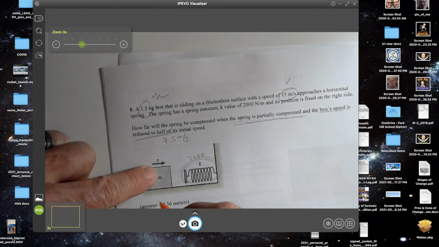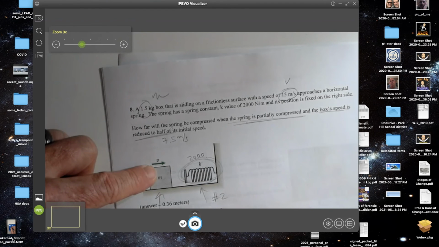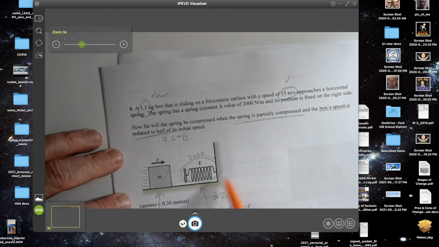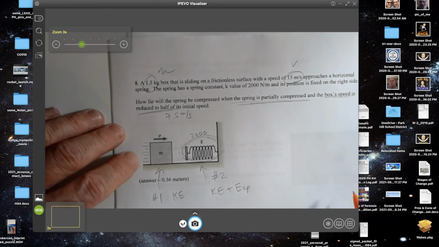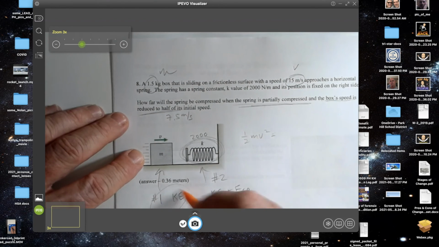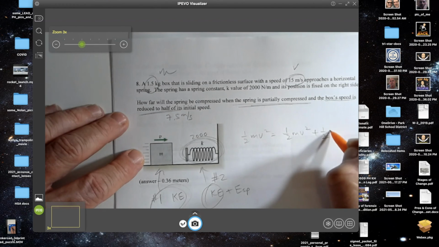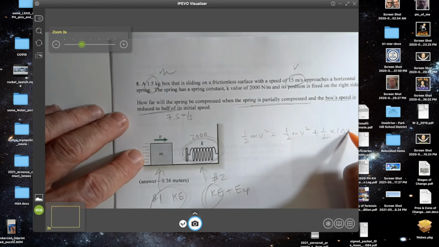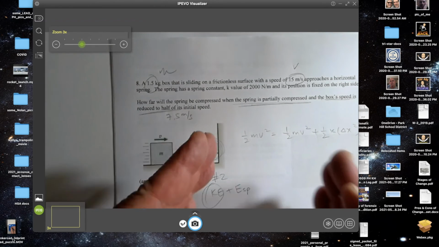So initially, at position 1, all we have is kinetic energy. And then at position 2, we're going to have kinetic energy and then some spring energy. Notice we have no change of altitude here, so we don't have any gravitational potential energy. So we could say 1/2 mv squared equals 1/2 mv squared plus 1/2 k times delta x squared, where that delta x represents the compression.